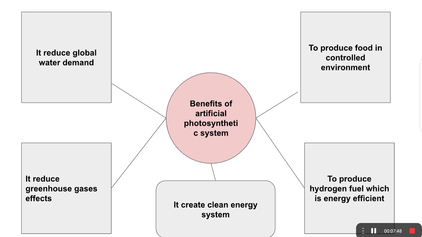In this process, even artificial light can be used. Next is to produce hydrogen fuel, which is energy efficient. In this system, hydrogen is also produced, and it is used as a fuel. And next is to create a clean energy system. It reduces the greenhouse gas effect. Greenhouse gases such as CO2 and other gases are reduced due to this artificial photosynthesis system.